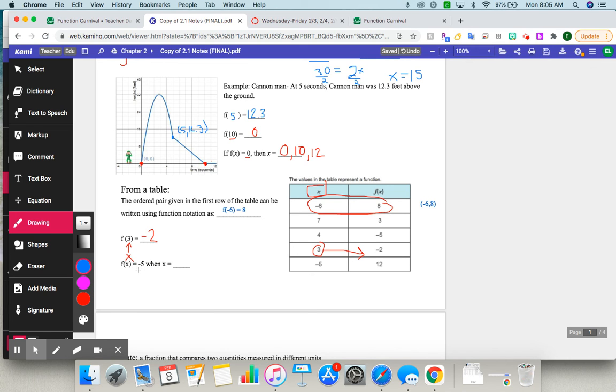And for the last one, this time, -5 is my output. So this is f of x itself. So I look in this column where there's an output of -5, and it corresponds to an input or x value of 4.